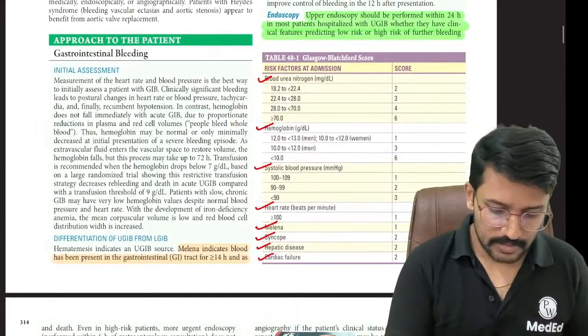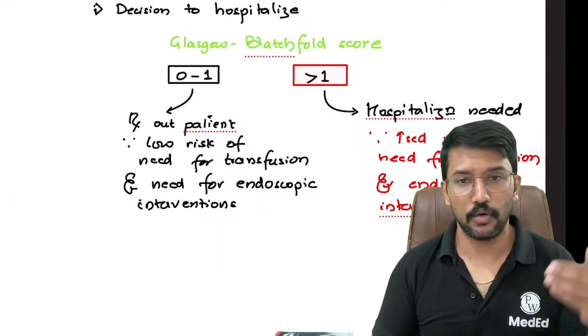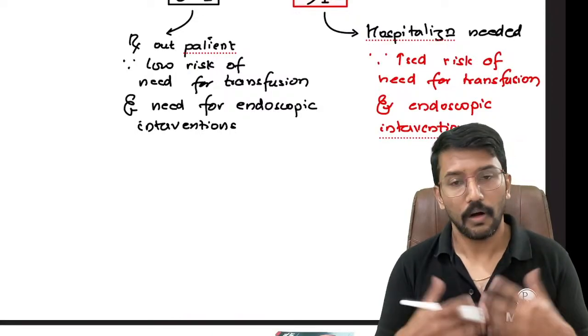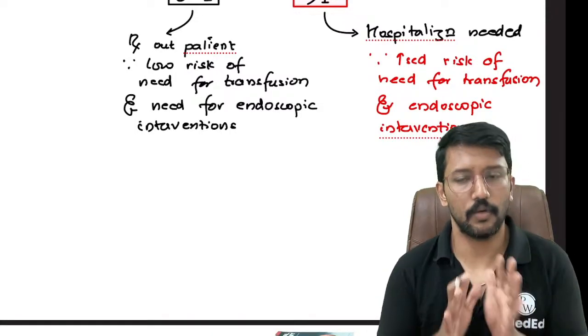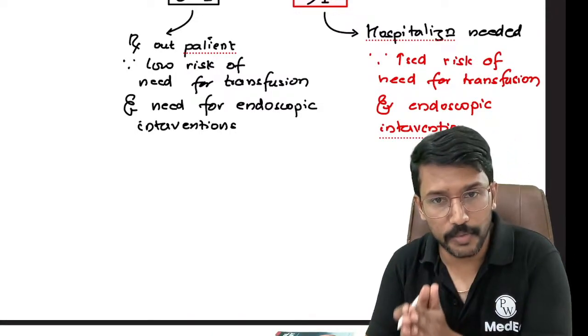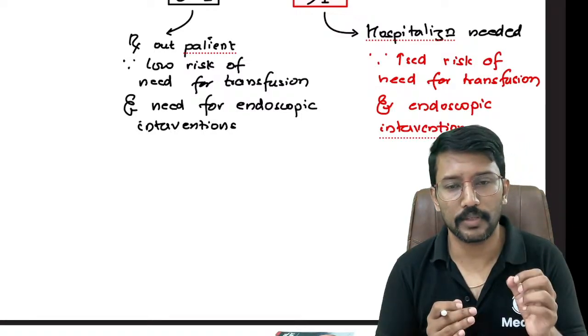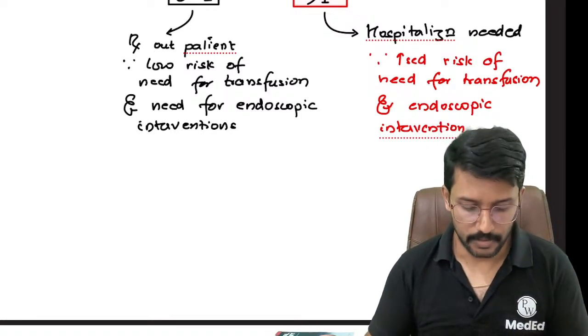Okay, now once that is done, we have decided when to admit, whom to admit. The next thing is, how do we approach further? Now that I have decided that this patient needs to be hospitalized, after that what is my next step? I have to go for the endoscopy, right?